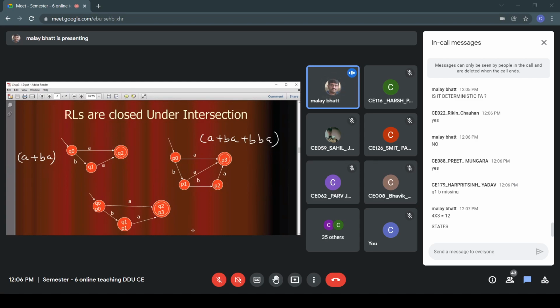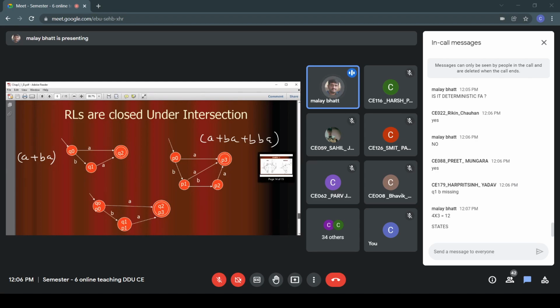From P1 on input B, we are not considering. From P2 on input A, we are not considering. Is it clear? P1 on input B goes to P2, and we are not considering that state. Similarly, P2 on input A goes to P3. We are not considering that because they are not reachable from the original state, so we don't have to consider that in the intersection. This is what I am talking about, the intersection process. Why is it intersection? Because it has common elements of both the languages.